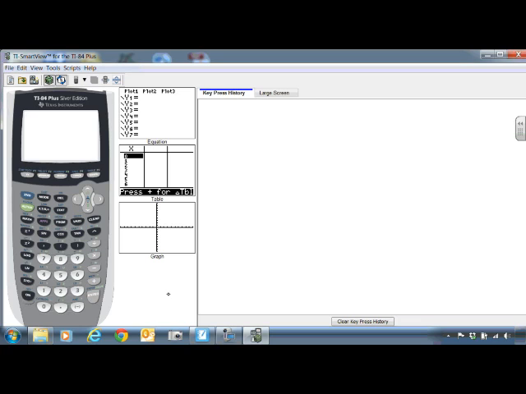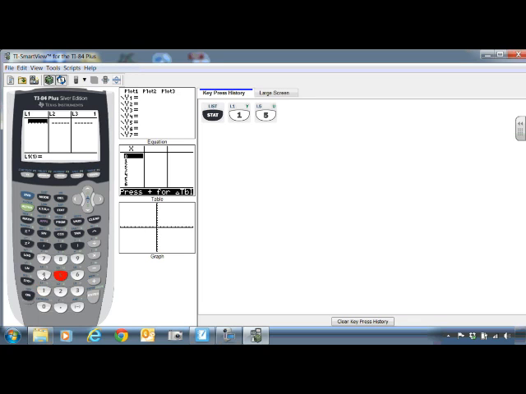So to calculate the mean absolute deviation, it's done in three parts. We're going to start with part one, which is entering in our data and then finding the mean of that data. So we want to start with stat, option one, and then we're going to enter our data into L1.